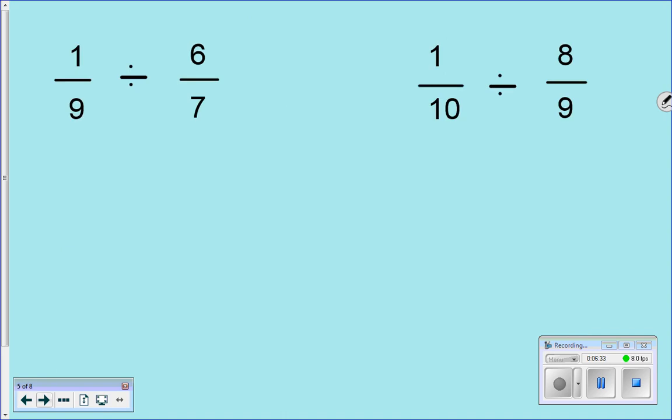So why don't you try a few of these by yourself? The biggest thing some of you are going to forget is, number 1, you're going to forget to change to the reciprocal. And number 2, if it has a sign, you're going to forget the sign.